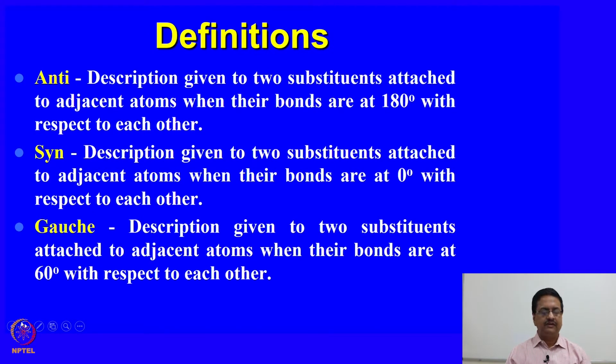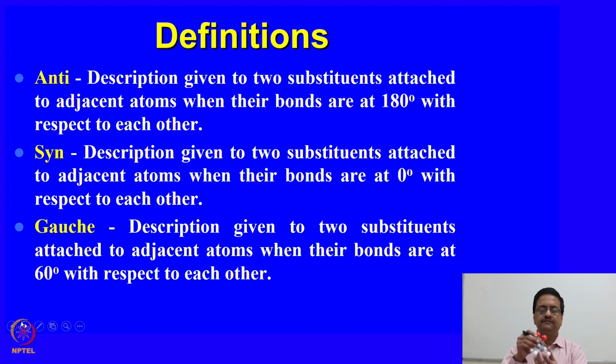When we have different possibilities of molecular conformations, we should try to identify them with appropriate nomenclature. When we draw the molecule in different ways, we see different conformations and we name them as anti, syn and gauche conformations. An anti conformation is a description given to two substituents attached to adjacent atoms when their bonds are at 180 degrees with respect to each other.